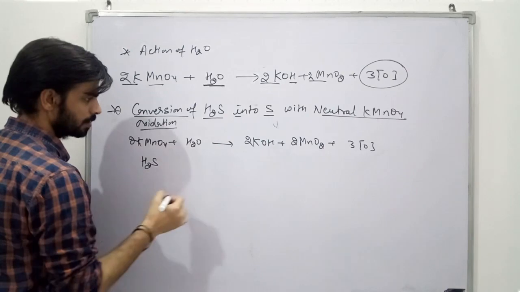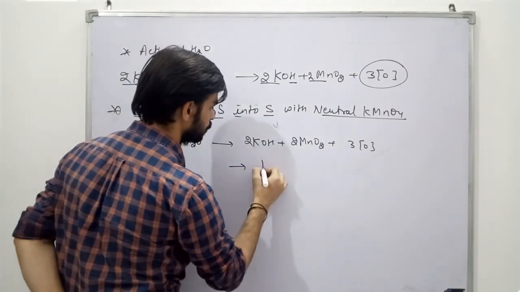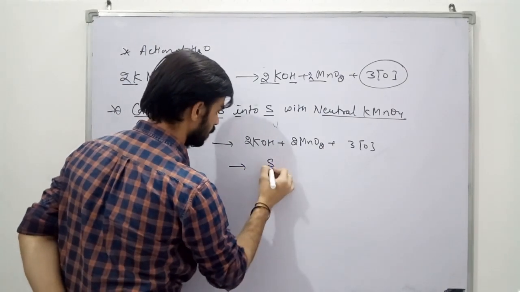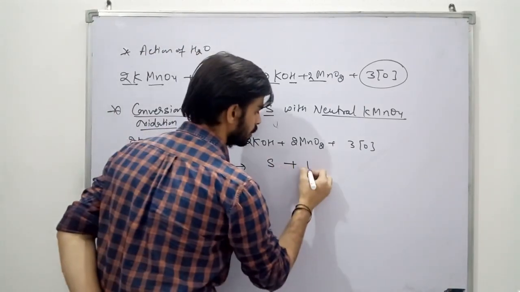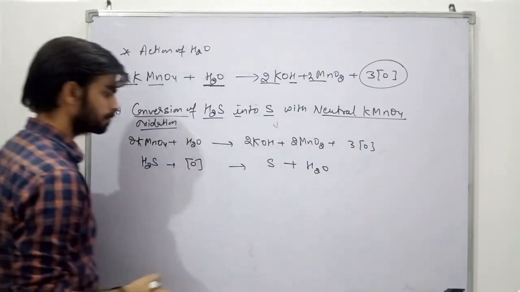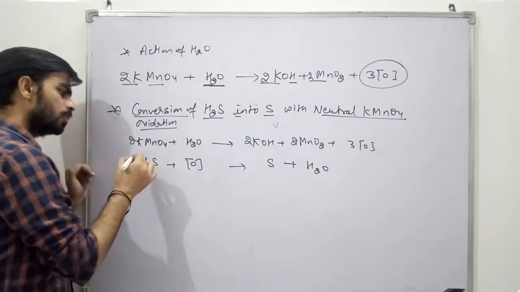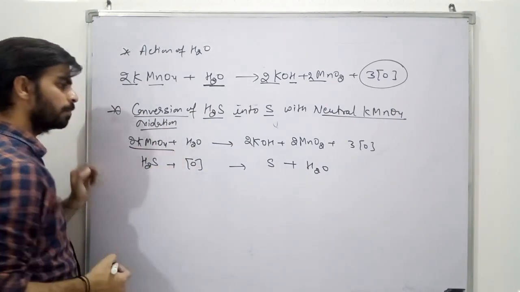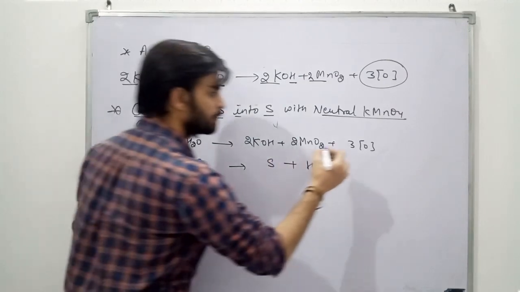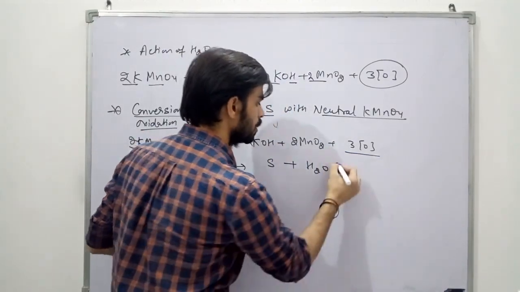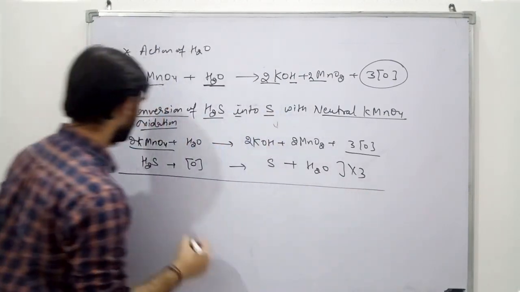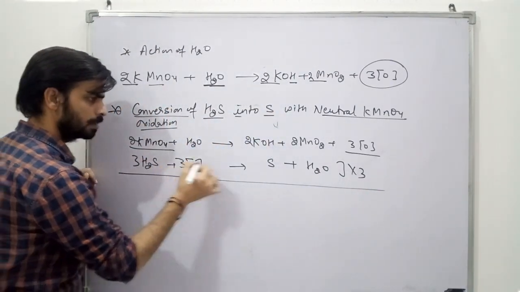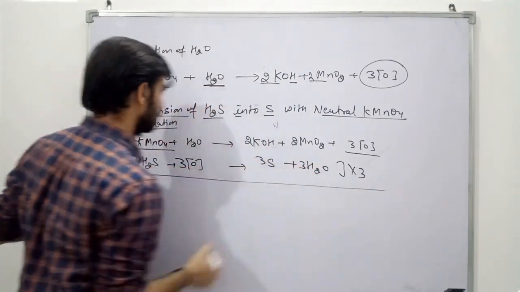Now H2S is converted into sulfur. Now nascent oxygen converts to H2O. As we know that 2 molecules of KMnO4 give 3 moles of nascent oxygen, so we have to multiply this equation by 3 and we find that 3, 3, 3 and 3.